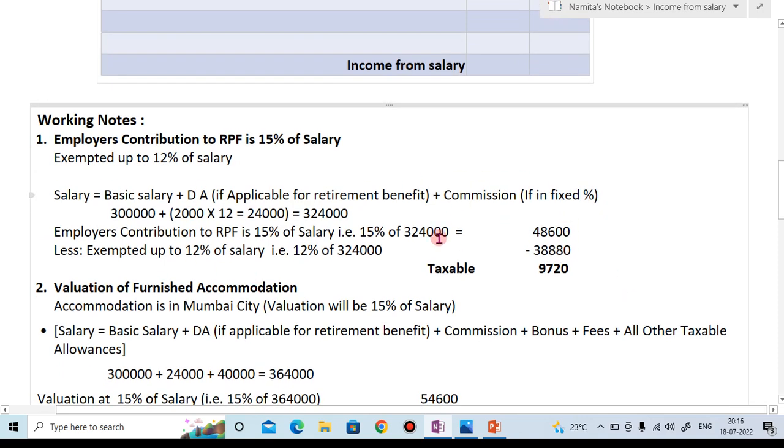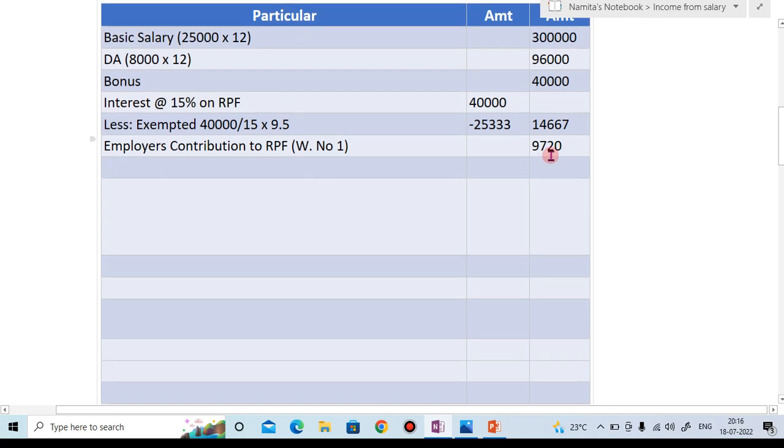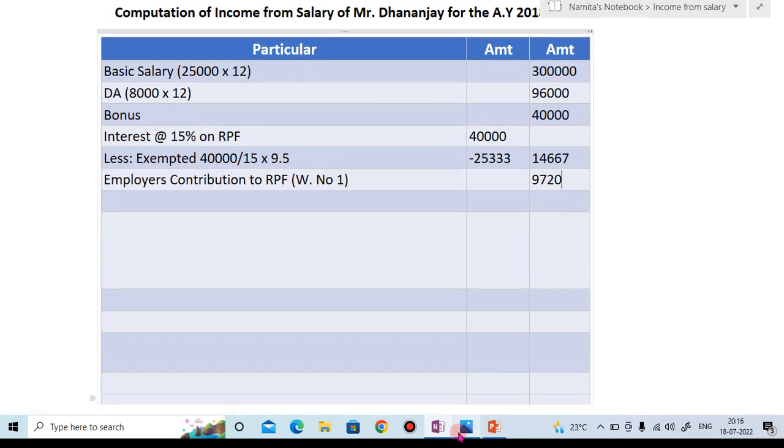Okay, how did we get 9,720? In this working note. So 15% of salary we get 48,600. From 48,600, 12% is exempted. So 12% of salary, that is 38,880. So the remaining is the taxable amount. So we noted it down here in the particulars in the outer column.